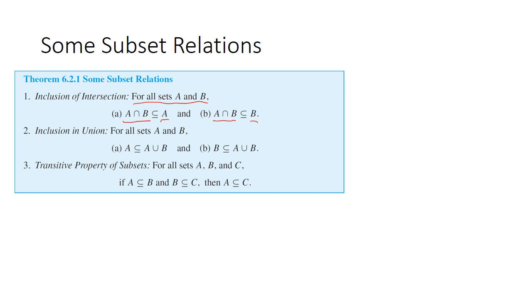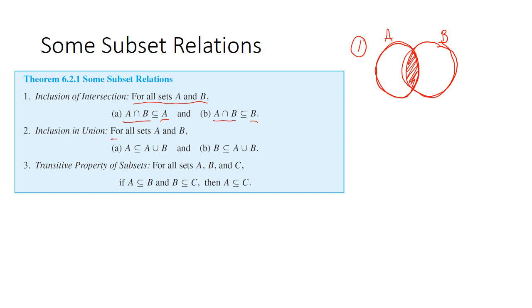Let me just draw you a little picture over here. So if we have A and B, here's A, here's B. Their intersection is this area right here, so it's everything that's in both of them. That intersection area is contained within the A circle, and it's also contained within the B circle. So it's a subset of A and it's a subset of B. Should make sense.